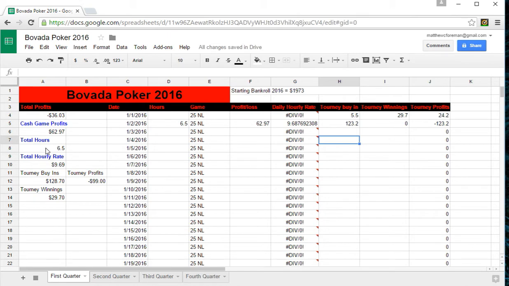Moving on to the spreadsheet, I have total profits, the date I played, hours, gain, profit loss, and daily hourly rate. These first columns are mostly geared towards the cash games. Then there are tourney buy-in, tourney winnings, and tourney profits. I like to play four tables of cash games as well as have tournaments going on the side, especially on Saturdays and Sundays. When I work my 9-to-5 job during the week, I prefer not to play tournaments because I want to work on different things and it takes up way too much time. So I might log a couple hours tops in cash games.